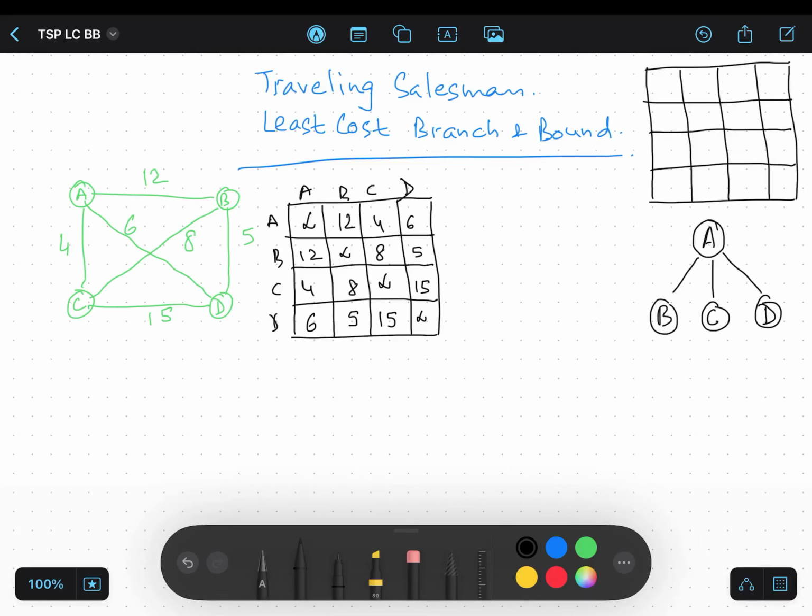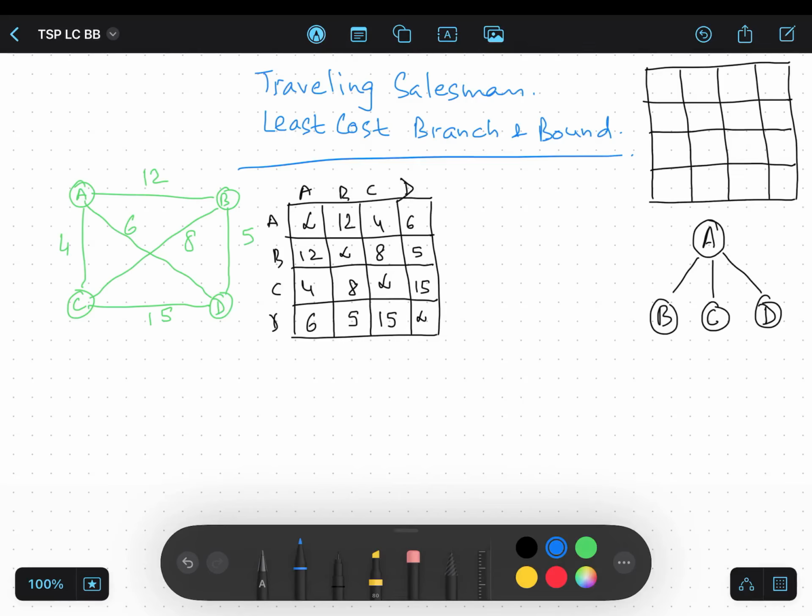Now, from that least cost node, he again follows other nodes and he keeps going and keeps following the optimal path. So that's what we are going to do in this solution for the least cost branch and bound. So the first step is reducing the rows. By reducing the rows, we mean we are going to look at every row and see which is the smallest value.